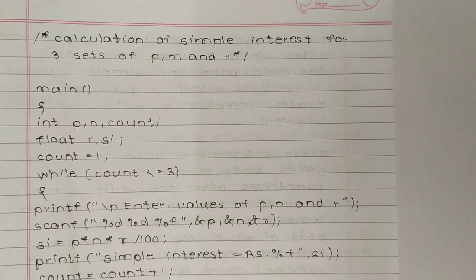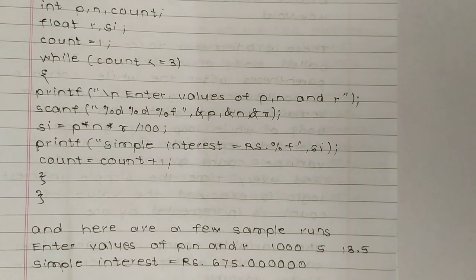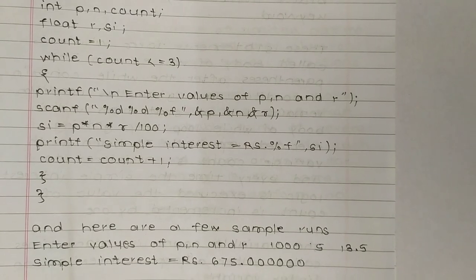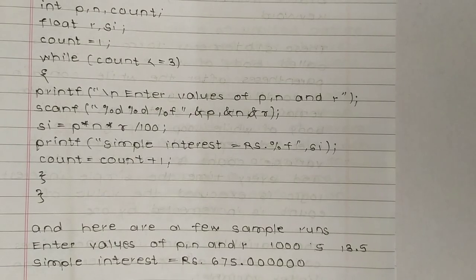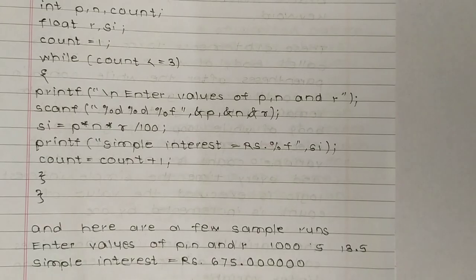So while count is less than or equal to 3, now printf "enter values of p, n and r". So we are telling the user to enter values of p, n and r. Now scanf "%d %d %f", &p, &n, &r. That means we are telling the compiler to scan these values.